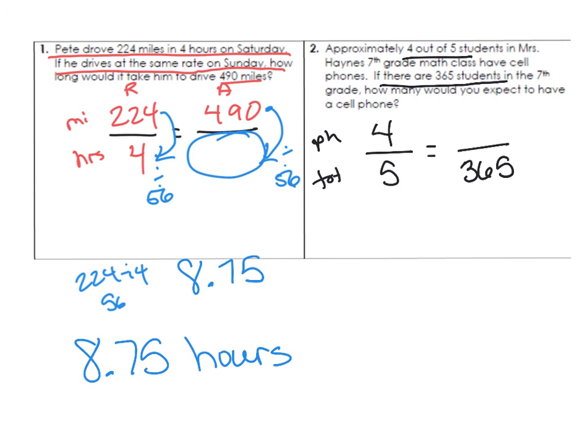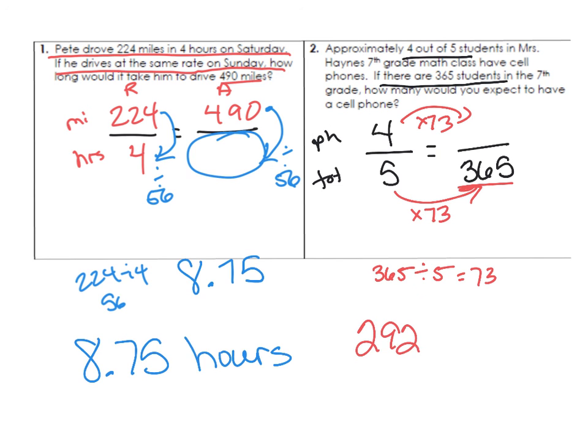365. So let's figure out what I did to 5 to get 365. I'm going to take 365 divided by 5, which is going to give me 73. So 5 times 73 gives us that 365. So I know I did it right. So up on top, we're going to do 4 times 73, and that gives us 292 students have cell phones.